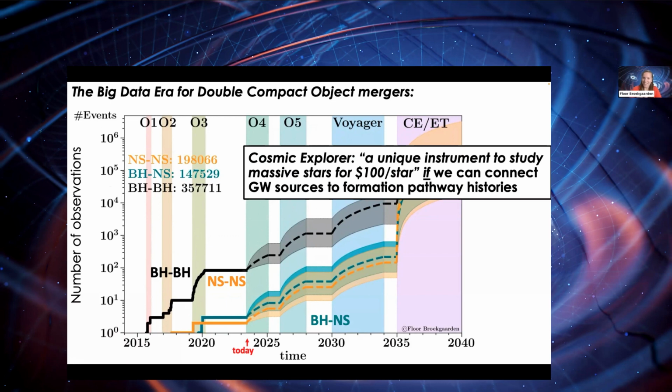And so I would argue that these future detectors, like the Cosmic Explorer and Einstein Telescope, could actually provide a unique instrument to study massive stars for $100 a star, which is what you come down to if you calculate that a Cosmic Explorer costs a few billion dollars. But this is only true if we can truly connect these gravitational wave sources to their progenitor stars by doing gravitational wave paleontology.